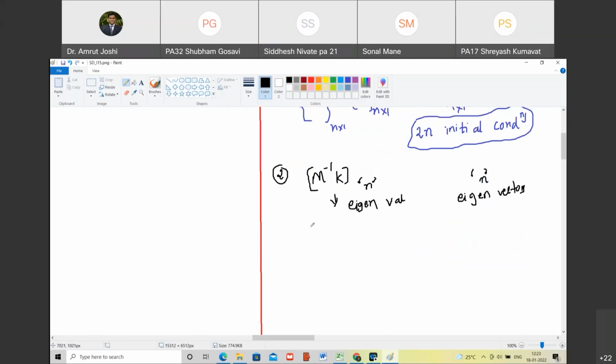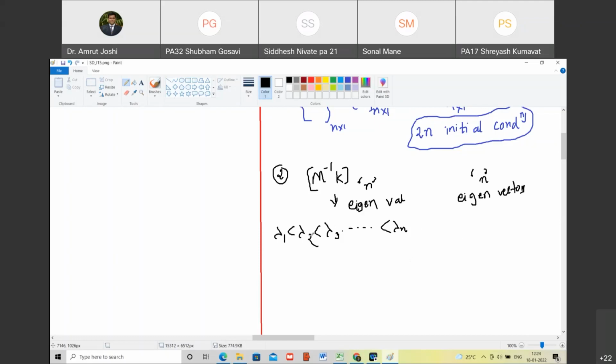Then जो eigen values मिलते हैं उनको हम lambda 1 to lambda n arrange करते हैं such that lambda 1 is less than lambda 2 is less than lambda 3 less than lambda n. So we have n eigen values. Are you with me?